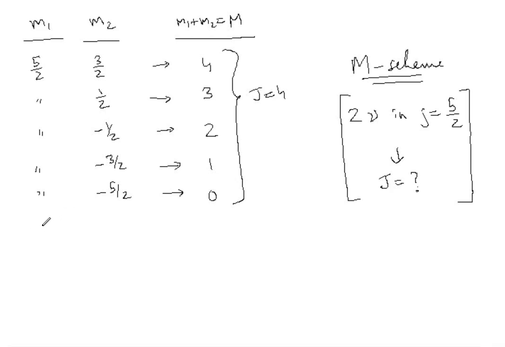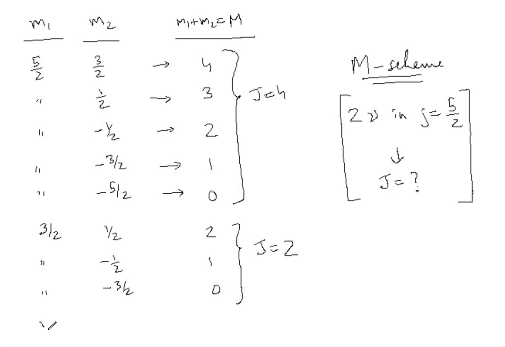Similarly, next we can have 3 by 2 here. Then we will not have the value of 3 by 2 here, but instead we will have half. Next we will have minus half. Next we will have minus 3 by 2. And this will give me here the values 2, 1, 0. So this corresponds to J is equal to how much? 0, 1, 2. When can we have that? The projections of M is equal to 0, 1, 2. It can be only possible when J is equal to 2.